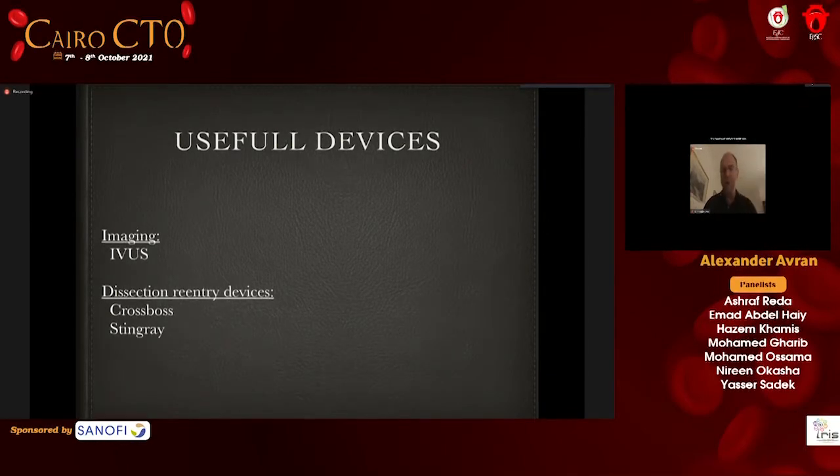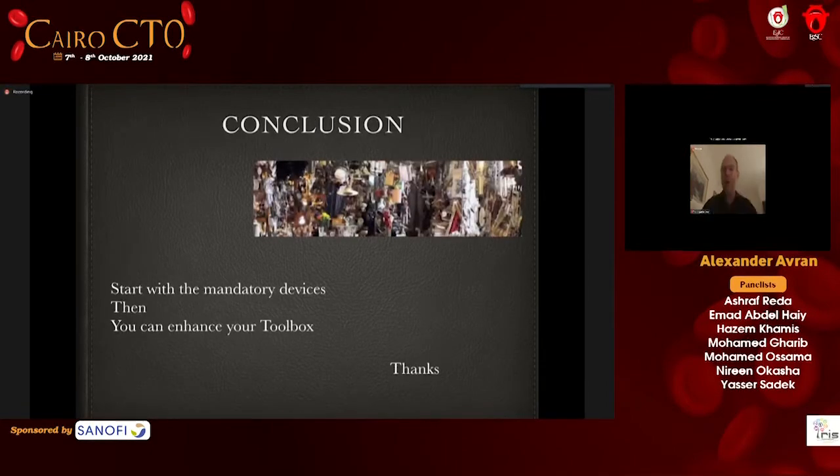So in conclusion, we have a lot of devices, maybe 1,000. Every month we have new wires, new microcatheters, new extensions of guiding catheter. So you can't have everything in your cath lab, but you need to start with what you really need. If you are an antegrade operator, you need, as I showed you, 6, 7 wires, 1 microcatheter, 1 dual lumen microcatheter, 1 extension of guiding catheter.